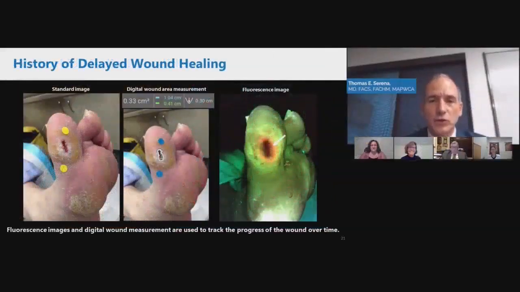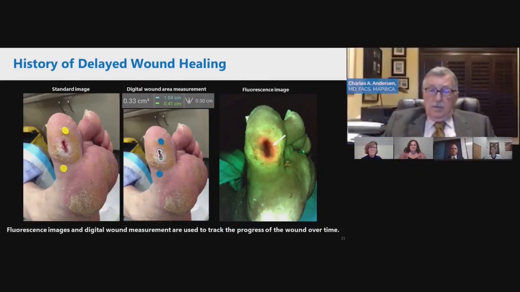Another feature of the MolecuLight device is that it can measure the wounds. And Chuck, are you using the device to measure wounds? We are. So this next slide, I think, is a very important slide and shows the capabilities of the device. First of all, you're able to capture a regular image so that that can go in your medical record.